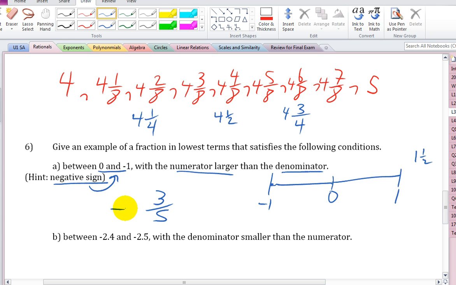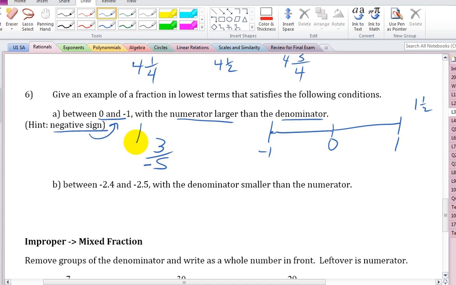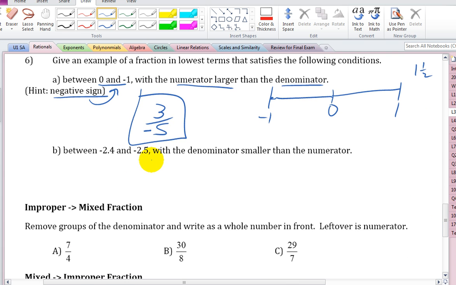Okay. So where should we put the negative sign so that the numerator is larger than the denominator? On the bottom. On the bottom. Okay. So you got to play around with that a little bit. So you can come up with any example. Now here's a little more specific example. Between -2.4 and -2.5. Please change these into fractions.